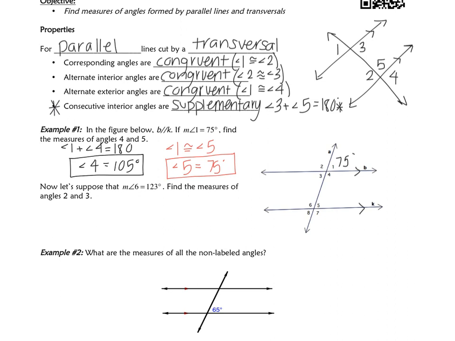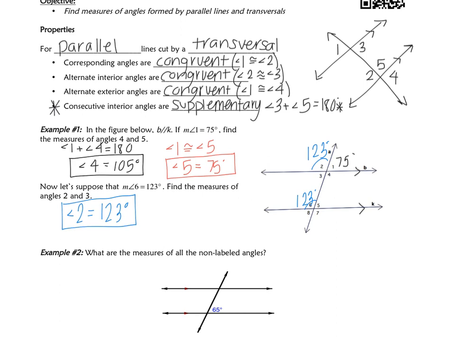Hopefully you had enough time, but angle 6 is 123 degrees. That means I'm going to look at angle 2, seeing that they're in the same position. So angle 2 would equal 123 degrees as well, because they are corresponding positions. Then angle 3, I can notice both ways. This is 123, so I can see that angle 2 and angle 3 add up to 180.